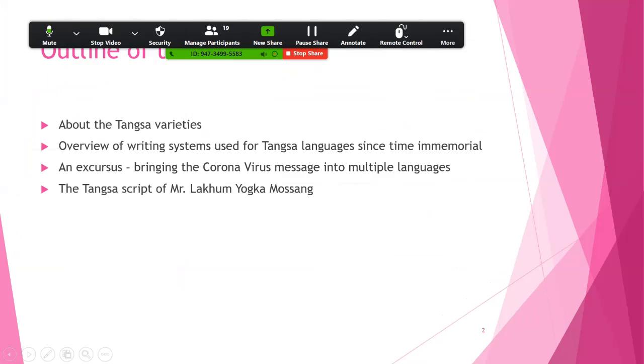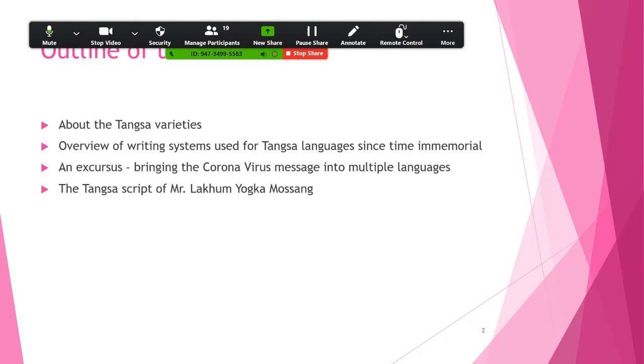So in this talk, I'm going to firstly say a little bit about the Tangsa varieties, not a lot, and give you an overview of the writing systems that have been used for Tangsa languages since time immemorial. That will be explained shortly. Then a brief, timely, up-to-date excursus about bringing the coronavirus message into multiple languages. And here, Craig Cornelius from the United States has been very helpful over the last couple of days. And also Banwang has translated this into Wancho, as you will see.